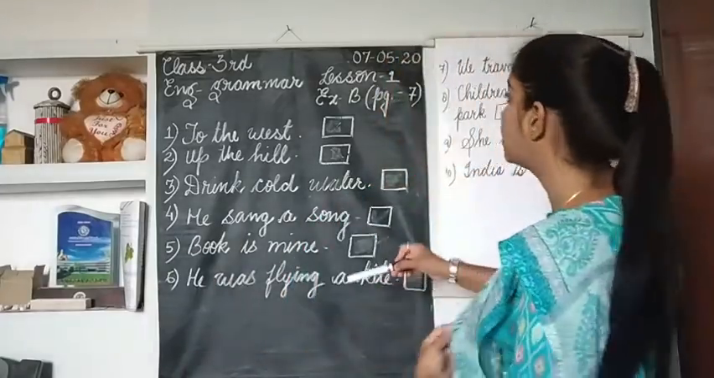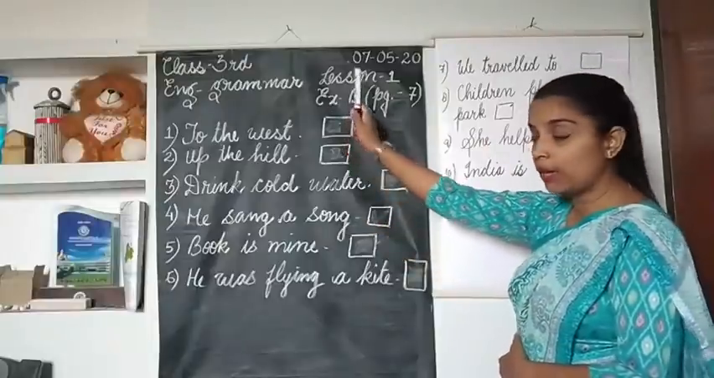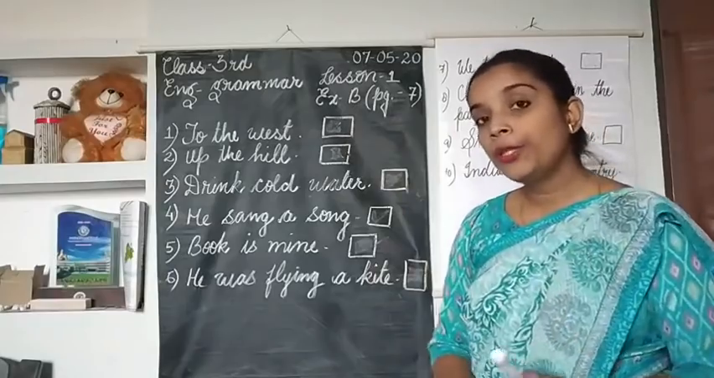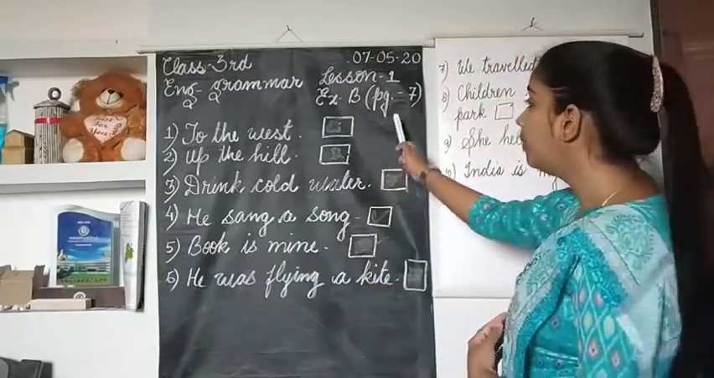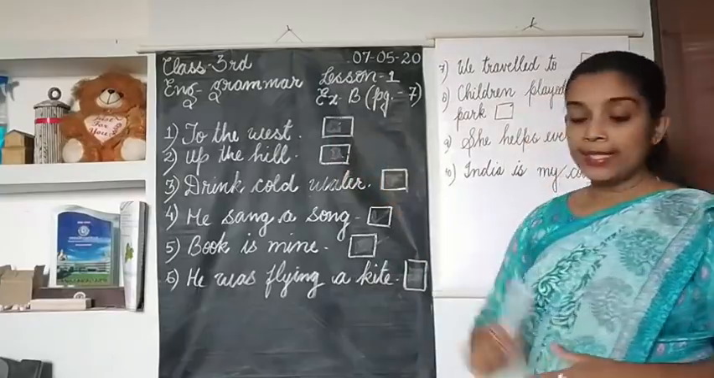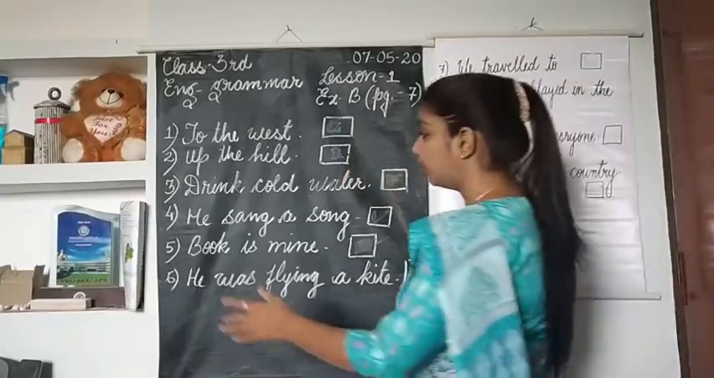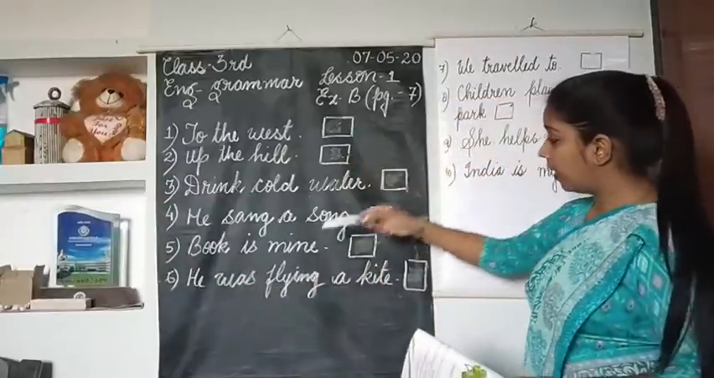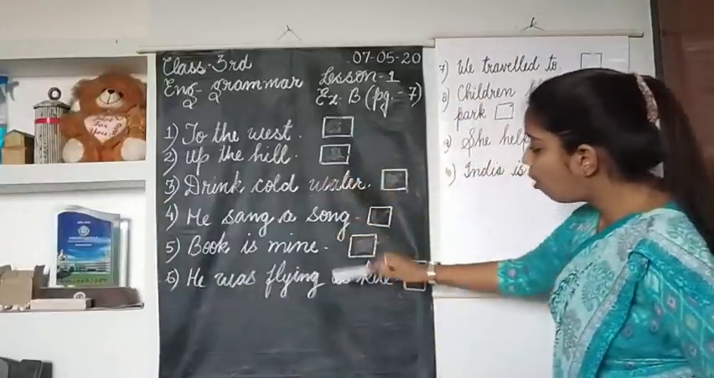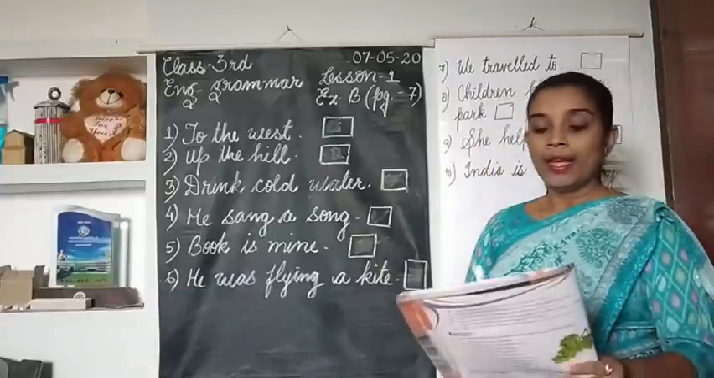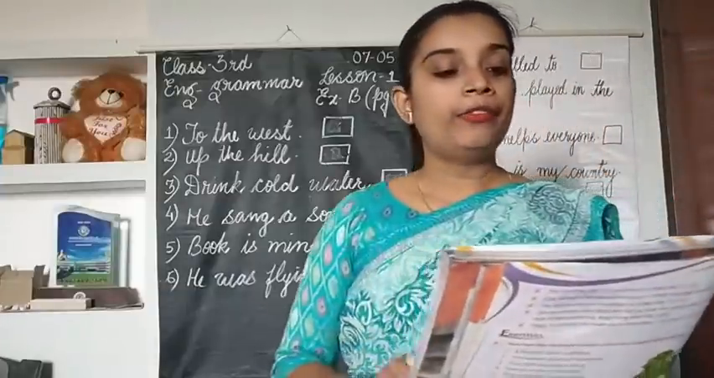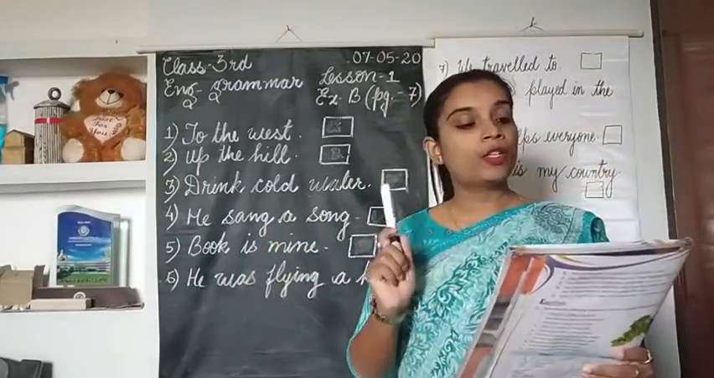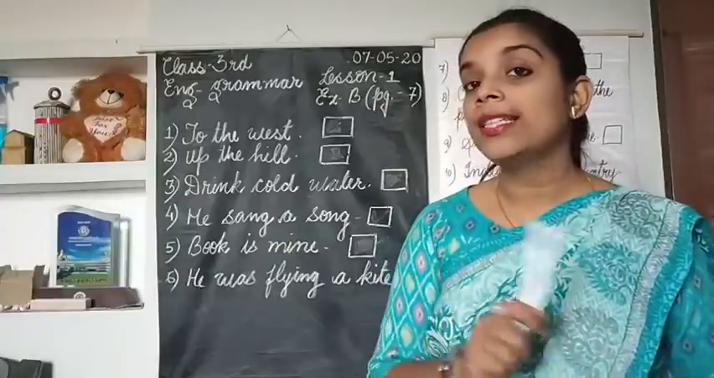Today I will start with exercise B of lesson 1, that is given on page number 7. Those who have the book with you, please open your book, page number 7. What is exercise B? What you have to do in exercise B? See children, here some groups of words are given. I have written 10 groups of words. The exercise is: look at the following groups of words, tick if it is a sentence and cross out if it is not a sentence.